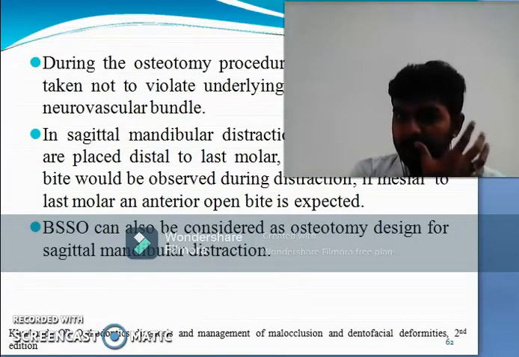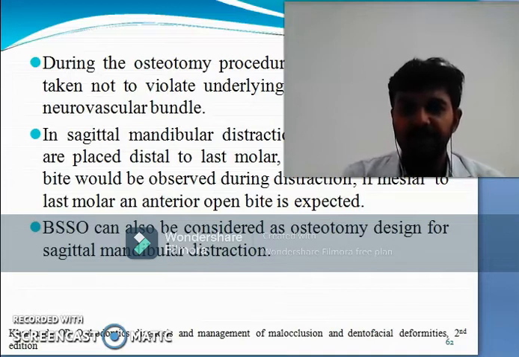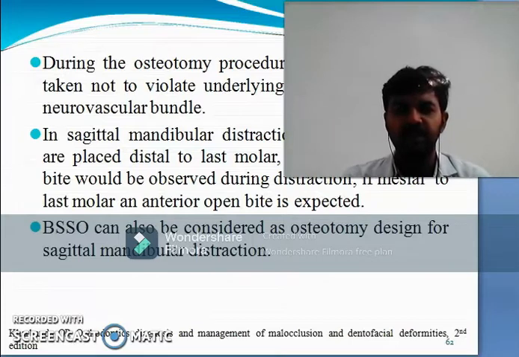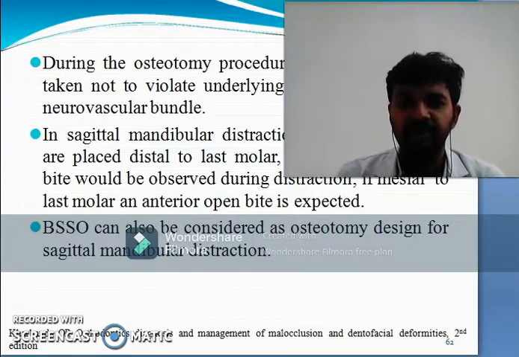During the osteotomy procedure, due care should be taken to avoid underlying teeth, roots of the teeth, and the neurovascular bundle. In sagittal mandibular distraction, if the osteotomy cuts are placed distal to the last molar, a posterior or lateral open bite would be observed during the distraction. If mesial to the last molar, an anterior open bite is expected.